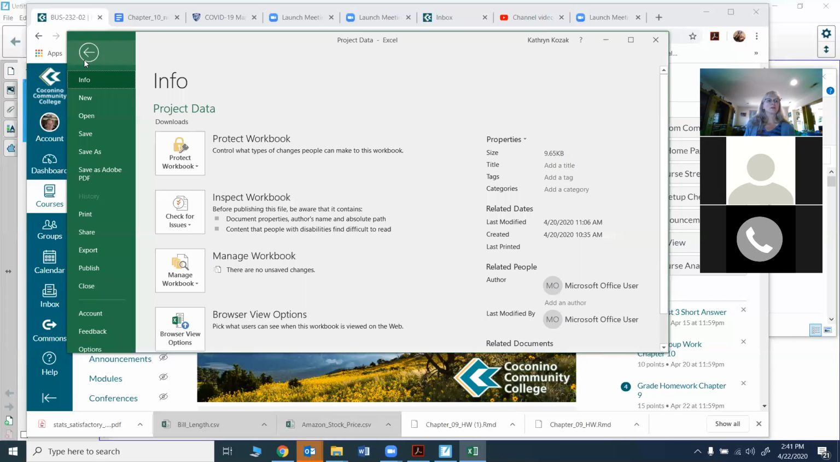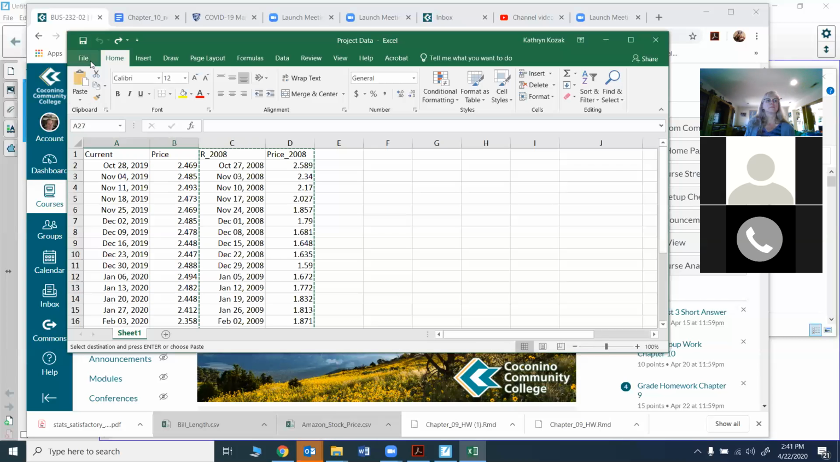Go ahead. Is it cool if I ask a quick question? Uh-huh. So I'm doing housing prices from 2018 compared to 2019. Can I use this one currently on your screen, or would it be better to do the one you were suggesting where it's all one column?